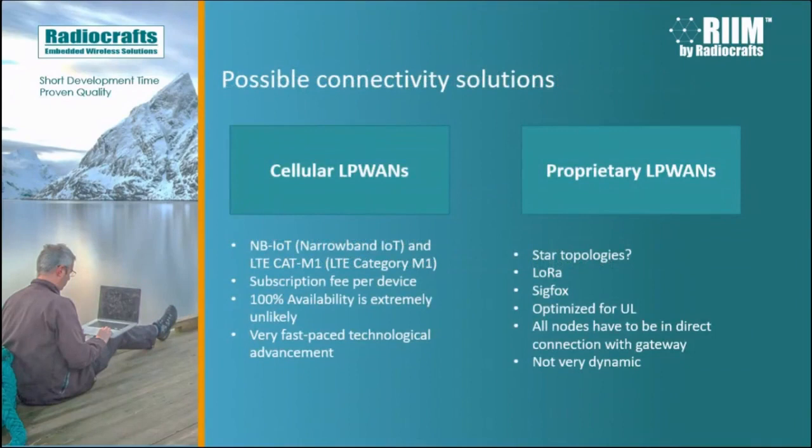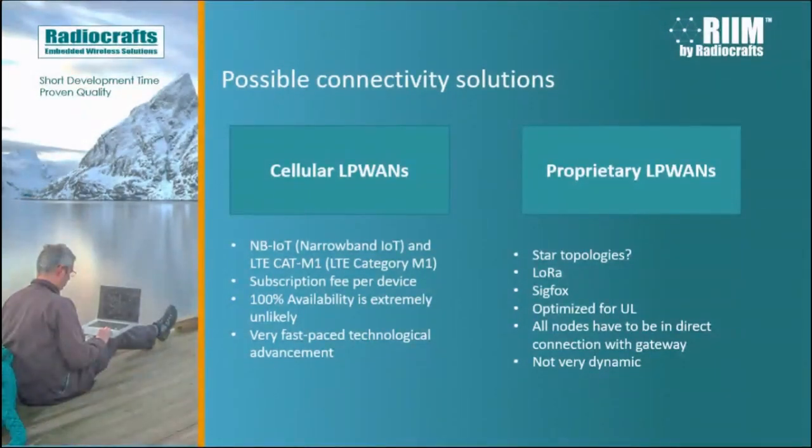Okay, so now I guess we can address the million-dollar question. What connectivity method or RF technology shall I use in my smart street lighting network? In general, two main categories of low-power wide area networks exist, cellular and proprietary. With cellular LP-WANs, the most common options are narrowband IoT and LTE category M1, which are both, you can say, variants of LTE.